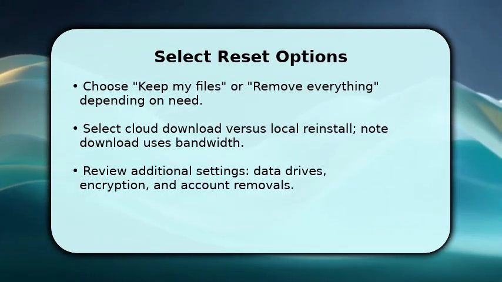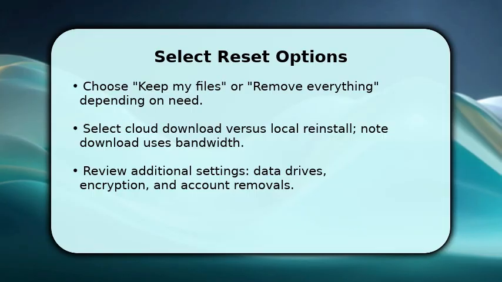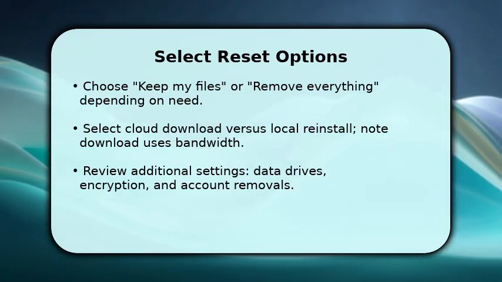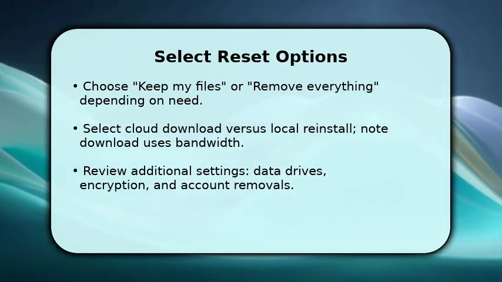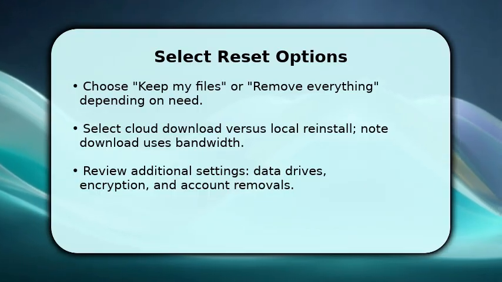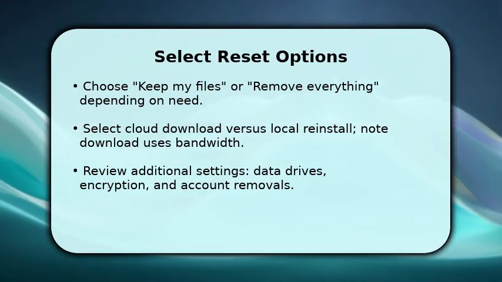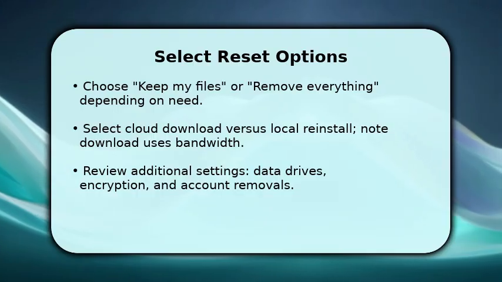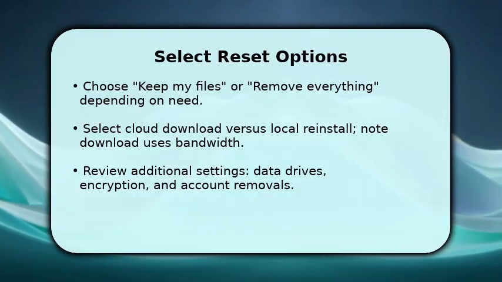Next, select Cloud Download for a fresh image or local reinstall to use your existing files. Cloud will use bandwidth but can fix corrupted files. Make sure to include other drives and disable encryption, if necessary, so the reset clears everything you intend to remove.